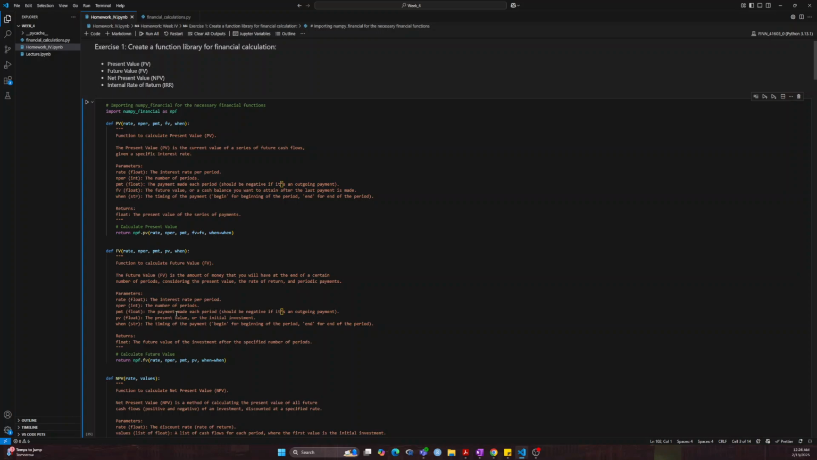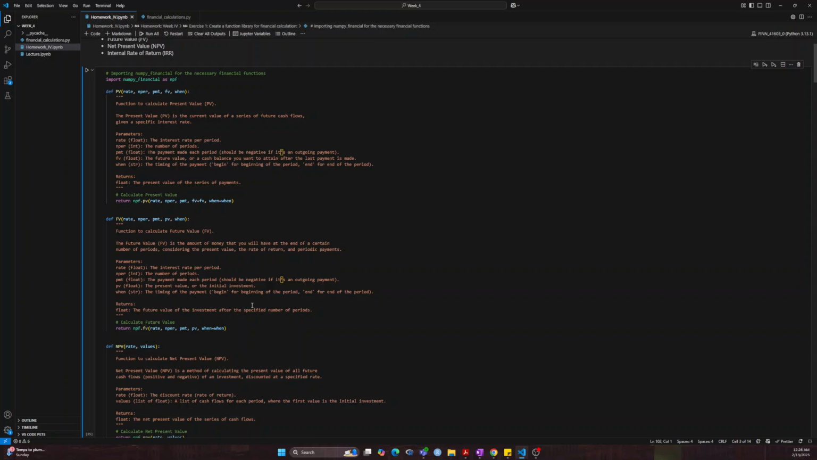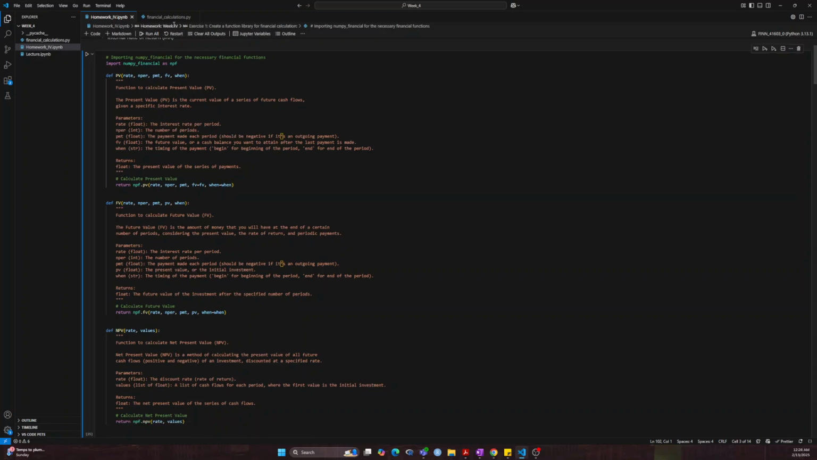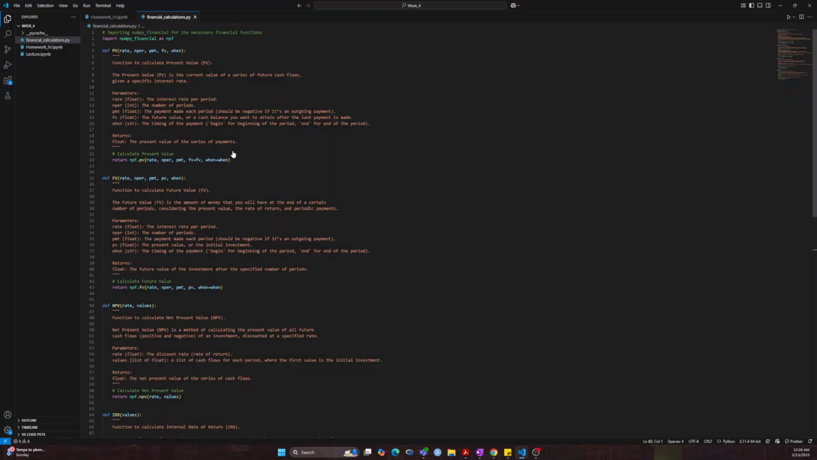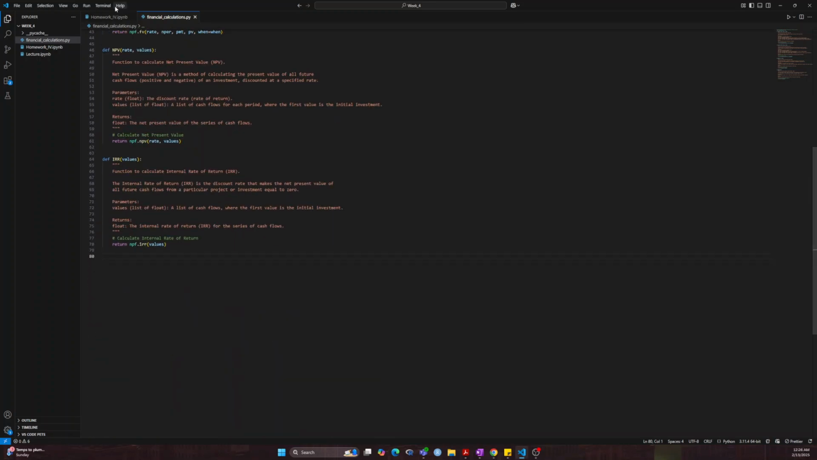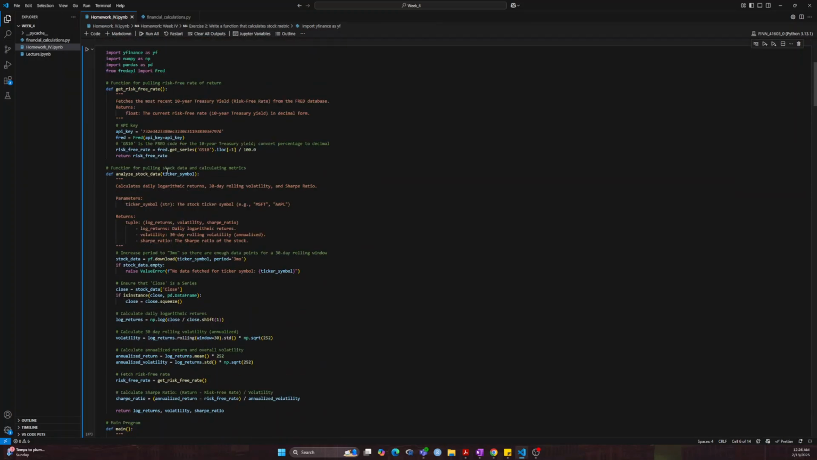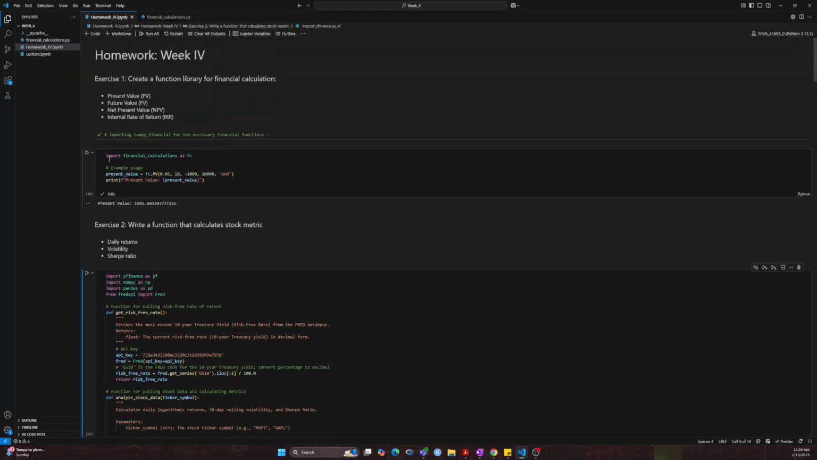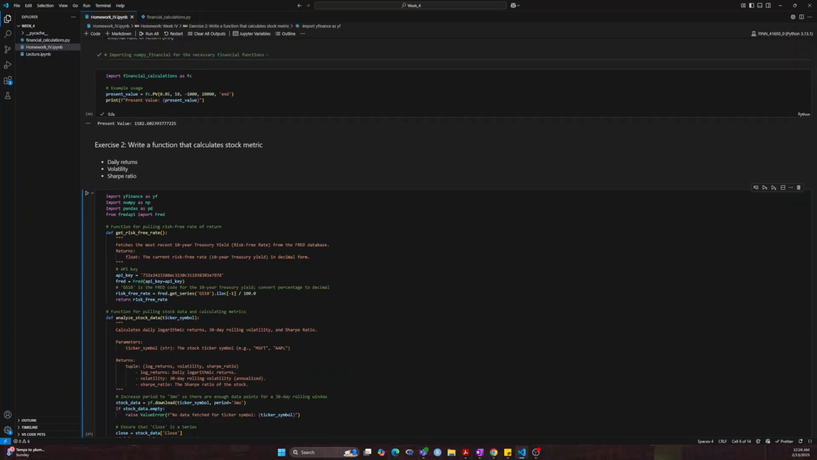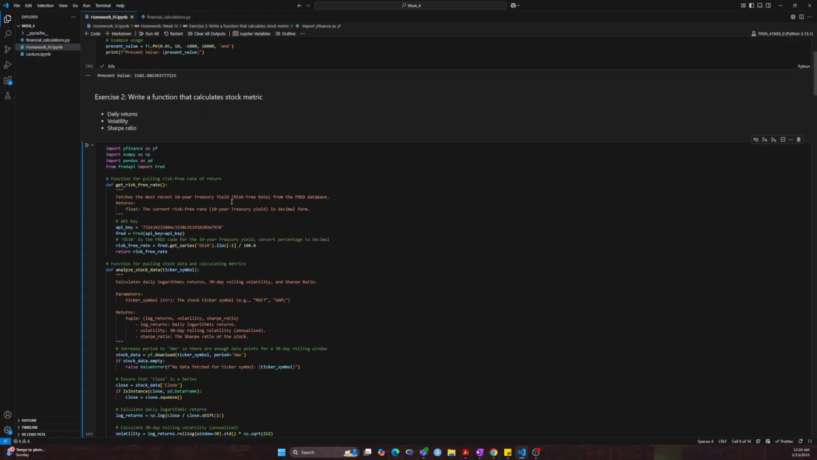At the end of this section, I tested the functions by calling PV with sample parameters and printing the results. What I did was create a separate Python file that had all the functions. I just copy and pasted it from here, and then I imported it as a module, which we can see right here. Import financial calculations as FC, and then I just used it to find the present value.